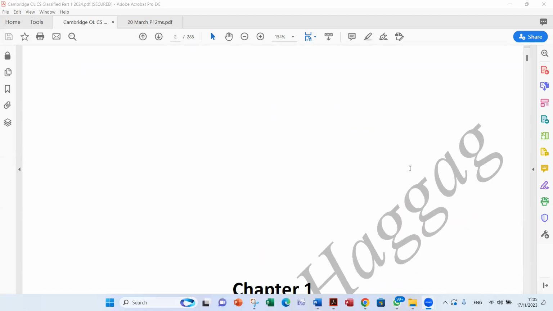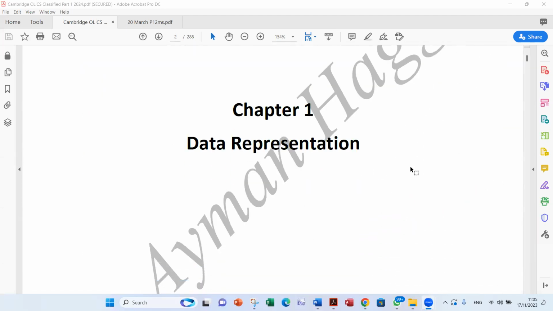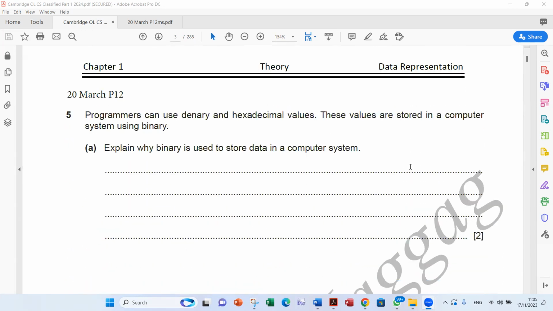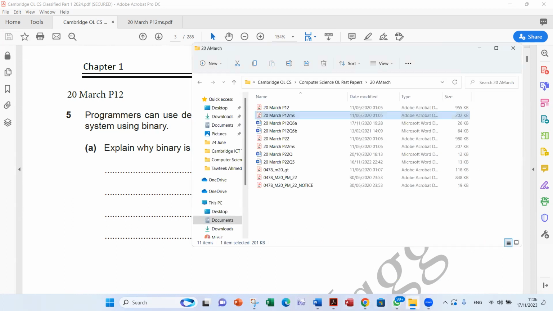So let us go to classified chapter 1, data representation. Let us go to the first question, and let me show you how to get to mark schemes, because I have written here that this question is taken from 20 March paper 1-2. So if you go to that folder with past papers and mark scheme, I'm offering you a free download for the mark schemes from my Google Drive. Okay, you go, for example, into 22 March, and this is 22 March, paper 1-2 MS, question number 5, and this is the answer.